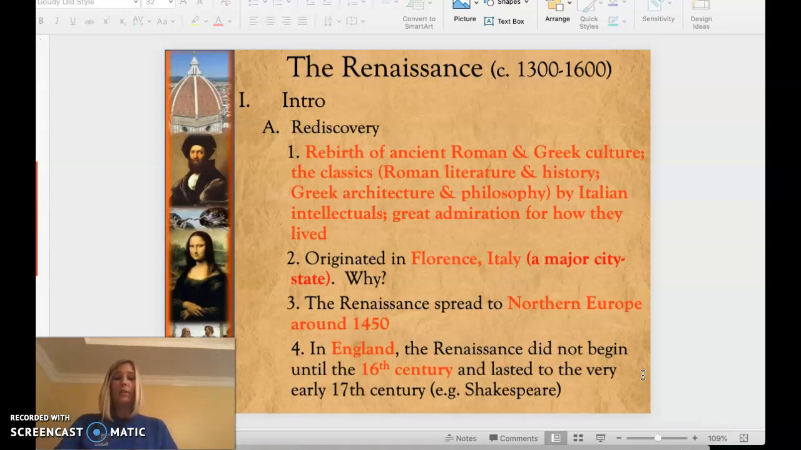England, the Renaissance didn't begin there until the 16th century, and it will last to the early part of the 17th century, which we all know is the big time for Shakespeare. So it will hit England, but much later than the rest of Europe. So that's important for you to remember.